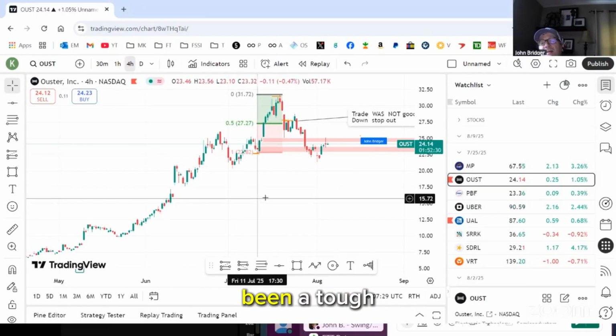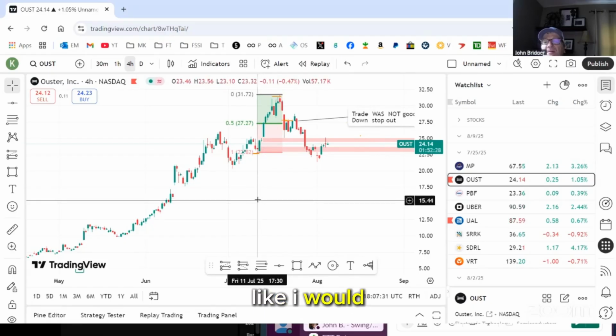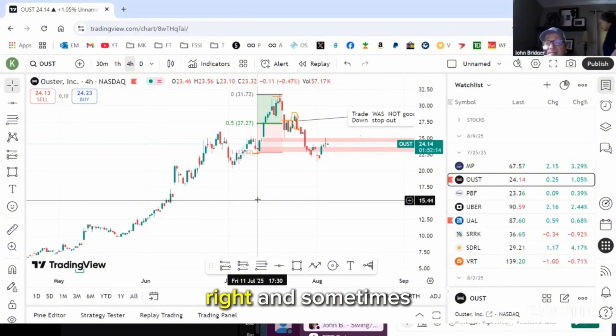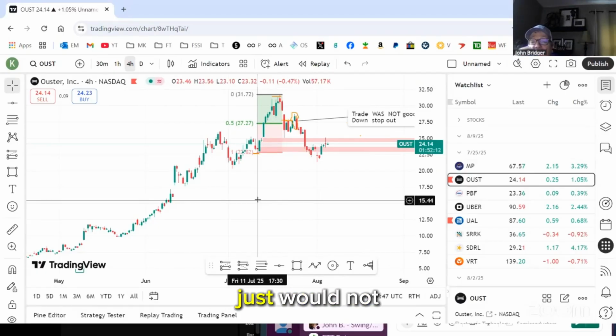This would have been a tough one because I would have seen this sequence right here, with the first green and then the second one closing way up inside. I would have taken that trade and you would have gotten stopped out. But that's the thing, it's about probabilities, not certainties. Sometimes it works, sometimes it doesn't, and that one just would not have worked out.